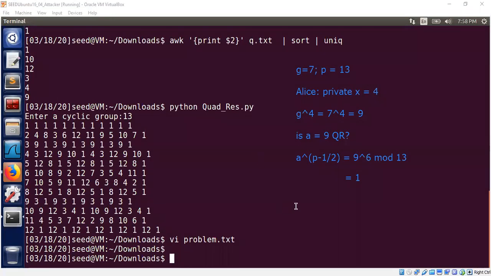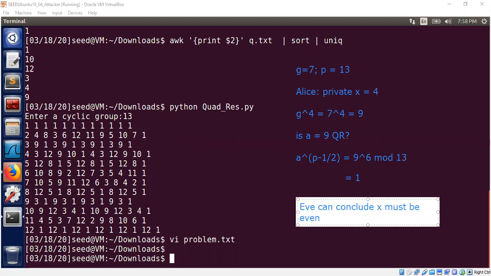Therefore, Eve can conclude x must be even, which is true because we saw x is equal to 4. That's what Alice picked. Okay. All right. What about another case?